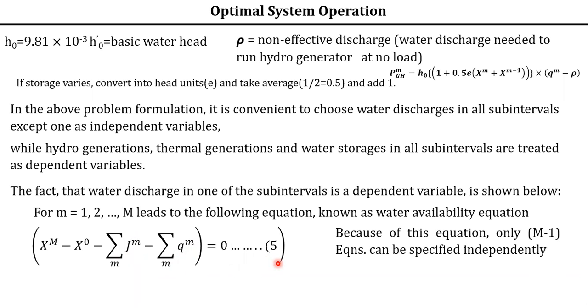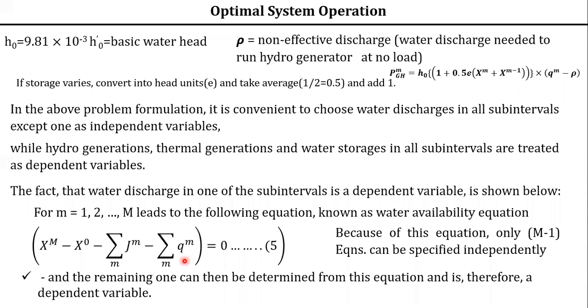Now, because of this equation, only M minus 1 equations can be specified independently. See this statement and this one. If there are M subintervals, then M minus 1 equations will be independent and one equation will be dependent. So using this equation, you can represent M minus 1 equations as independent variables. Clear? Now, the remaining one can then be determined from this equation and is therefore a dependent variable. Understood? So the one variable we have specified is determined from this equation, that is your dependent variable. Any doubts till this point?